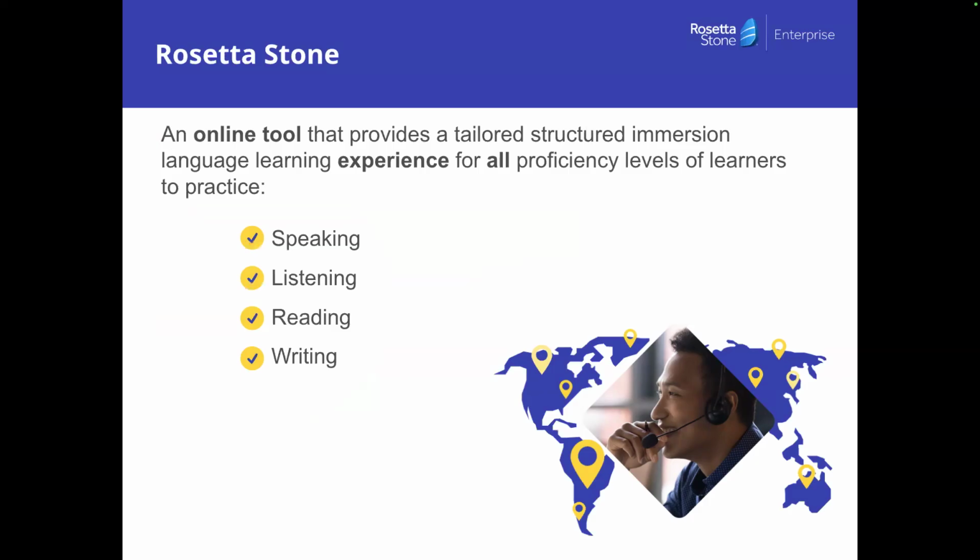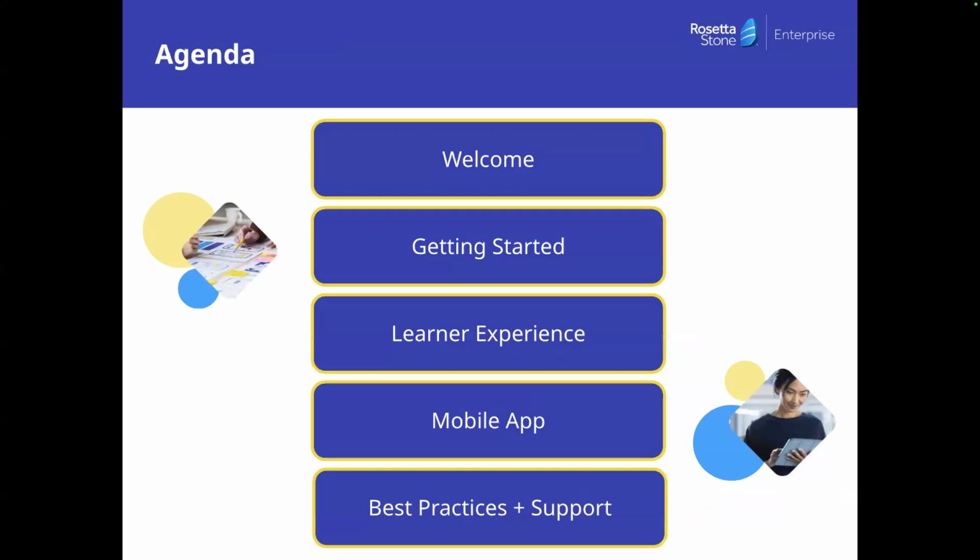And we use a structured immersion approach that gets learners speaking very early and often through a variety of different activities. And so that helps language learners of all experience levels build the skills and the proficiency to use their new language with confidence. So throughout our session today, we're going to cover quite a bit of ground about Rosetta Stone and using it at the library.